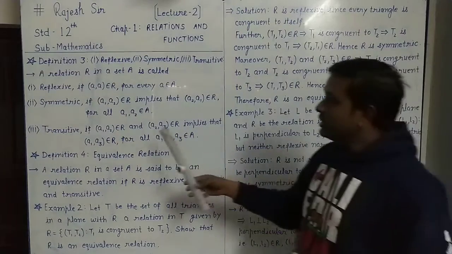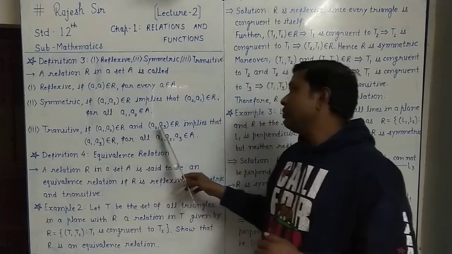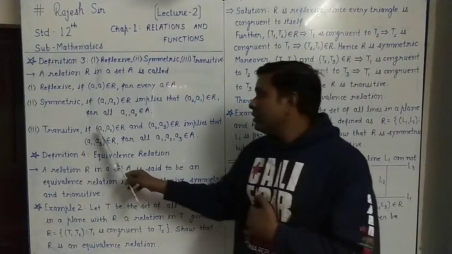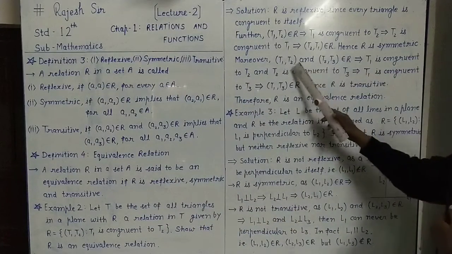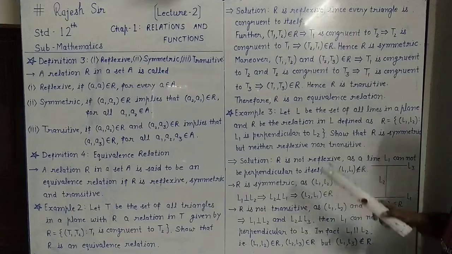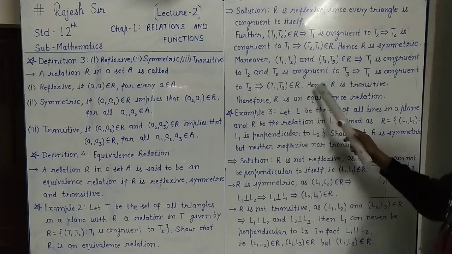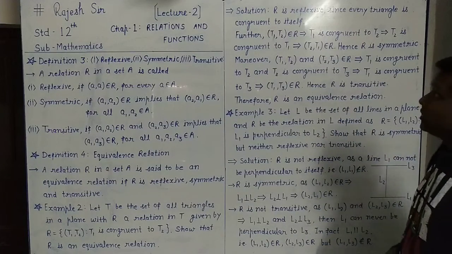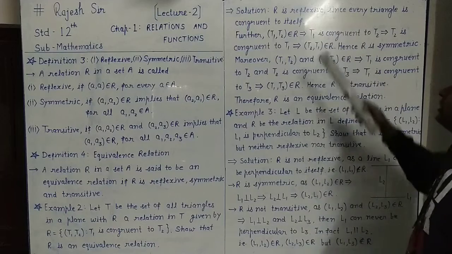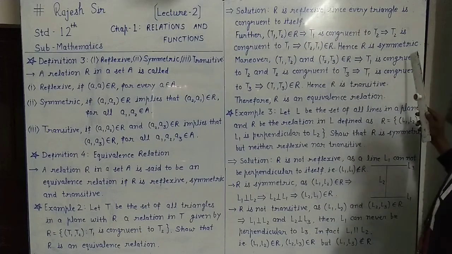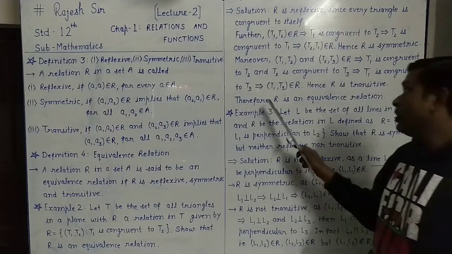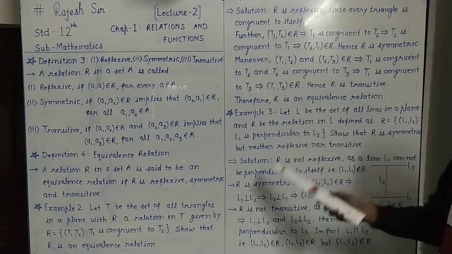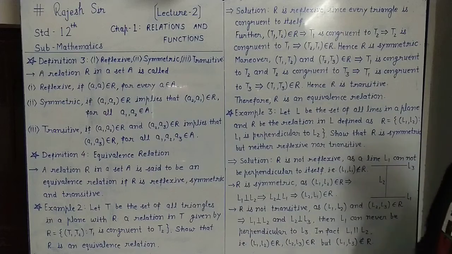So by this definition, (A1, A2) belongs to R and (A2, A3) belongs to R implies (A1, A3) belongs to R. It is transitive. Similarly, (T1, T2) and (T2, T3) belong to R, so (T1, T3) belongs to R, hence R is transitive. So here we have shown all three: R is reflexive, R is symmetric, and R is transitive also. Therefore R is an equivalence relation by this definition.